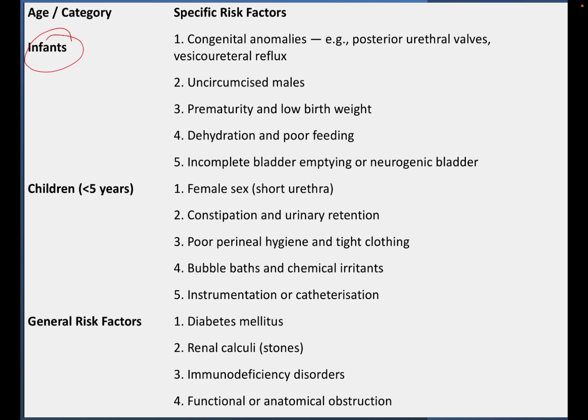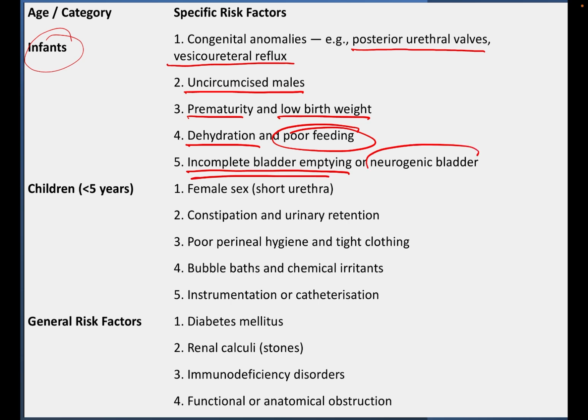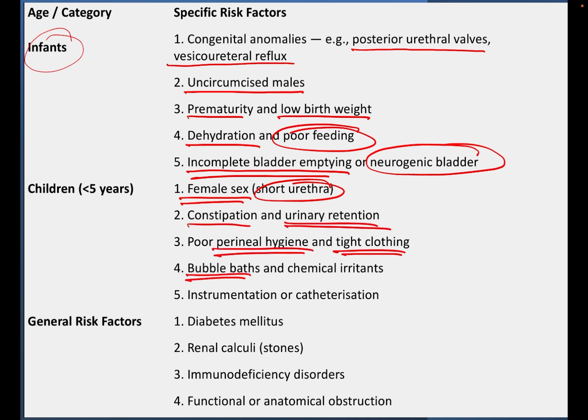In case of infants, congenital anomalies are the most common risk factors, like posterior urethral valves or vesicoureteral reflux, uncircumcised males, prematurity and low birth weight, dehydration and poor feeding, incomplete bladder emptying or neurogenic bladder. In children under 5 years of age, female sex because of the shorter urethra is a risk factor, constipation and urinary retention, poor perineal hygiene and tight clothing, bubble baths and chemical irritants can also be risk factors, and instrumentation or catheterization are specific risk factors.